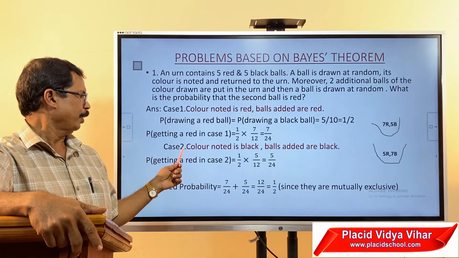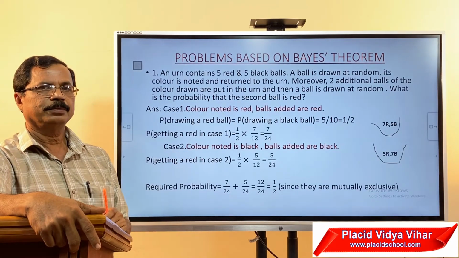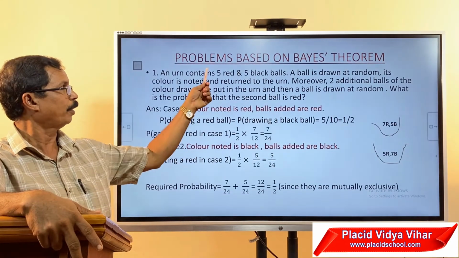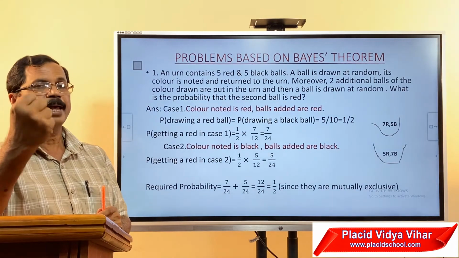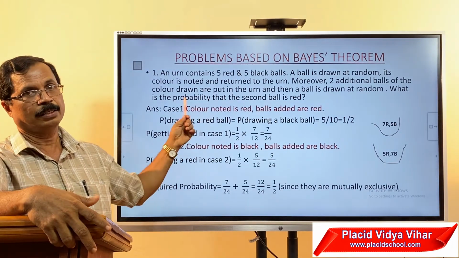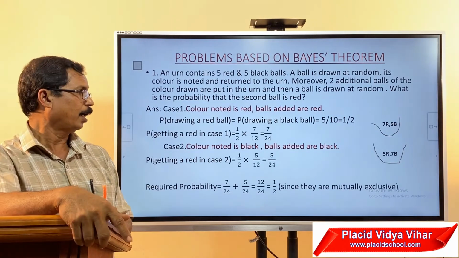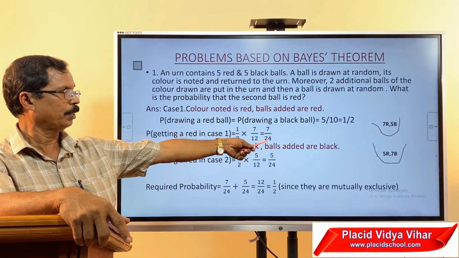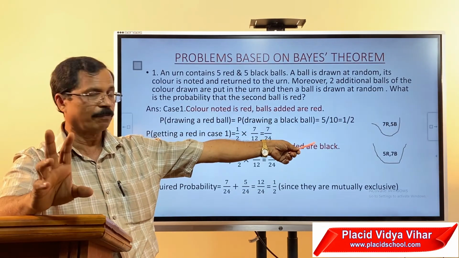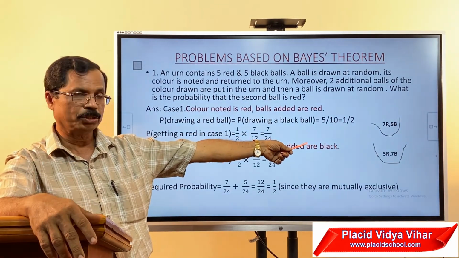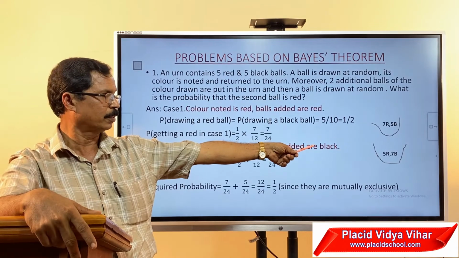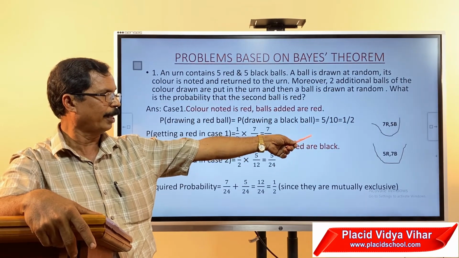Now the second case, the color noted is black. So when you take a ball from the urn and it is black, it may be red or black. Red we have done. Now it is black, so the balls added are also black. In that case, the number of red balls does not change, but the black balls change. So it becomes 5 red and 7 black.